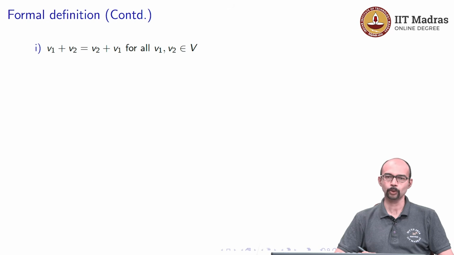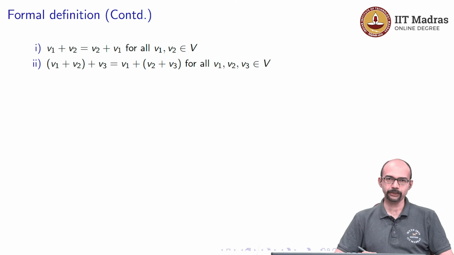The functions plus and dot are required to satisfy the following rules, and this is exactly the set of rules 1 through 8. What are the rules? Vectors are elements of this set capital V, our vector space. If you take two vectors V1 and V2, V1 plus V2 is V2 plus V1. If you take three vectors V1, V2 and V3, you can first add V1 and V2 and then add the result to V3, or you can first add V2 and V3 and add the result to V1, and the outcome of both these processes is the same.